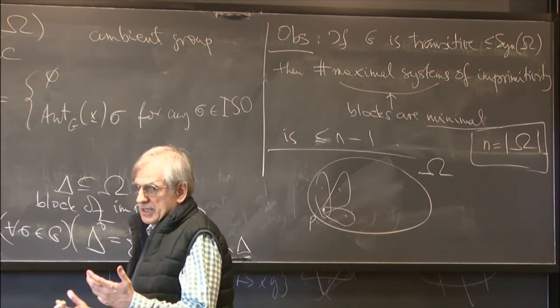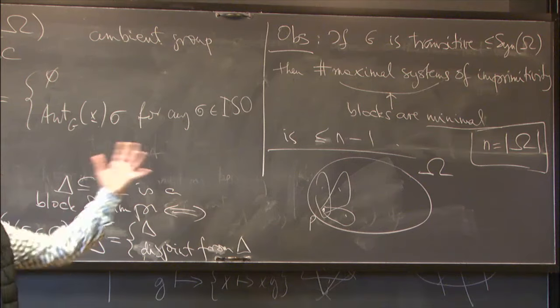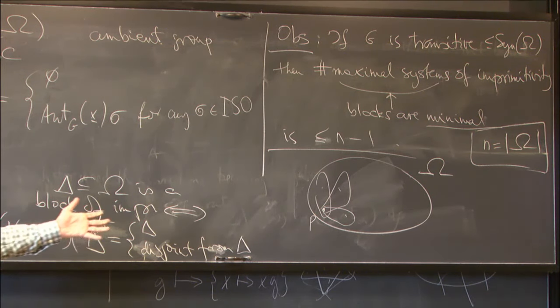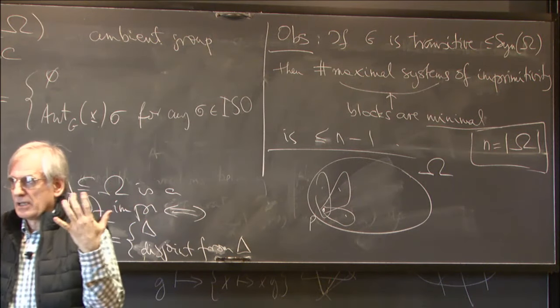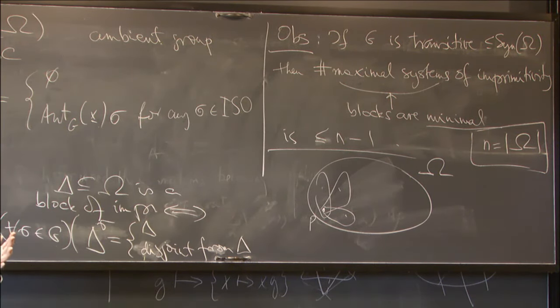Well, there will be a case when we shall want to have a canonical system of imprimitivity. And that just doesn't work. There is no such thing. Take the Cayley graph example, for instance. If I have an elementary abelian group, so a vector space over a finite field, then all cyclic subgroups are going to generate maximal systems of imprimitivity. They are all equivalent. So there is no canonicity there.